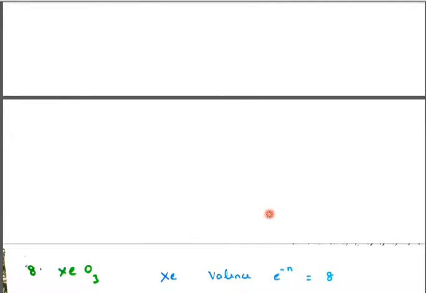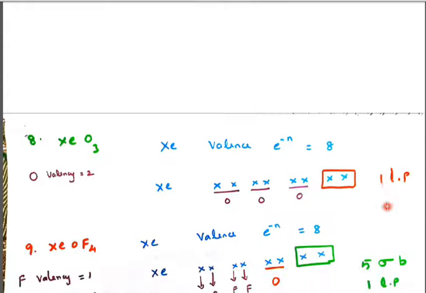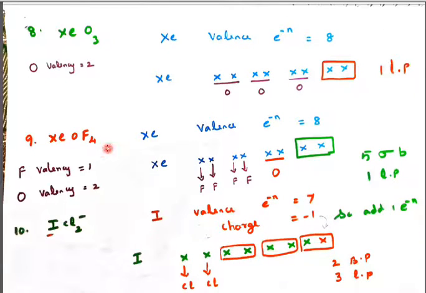Another example, XeO3. Here Xe valence electron is 8 because it belongs to the noble gases, 8A group. The oxygen valency is 2, so the combining power of oxygen is 2. One oxygen takes 2 electrons, like that 3 oxygens take 6 electrons, and then a pair of electrons is left out as one lone pair. So it has 3 bond pairs and 1 lone pair of electrons.